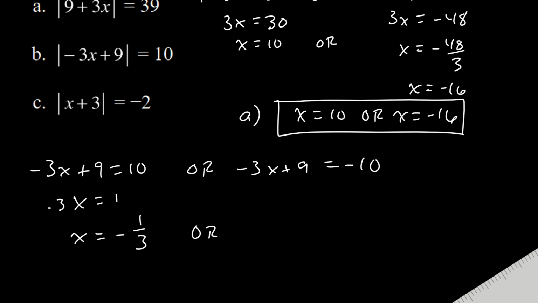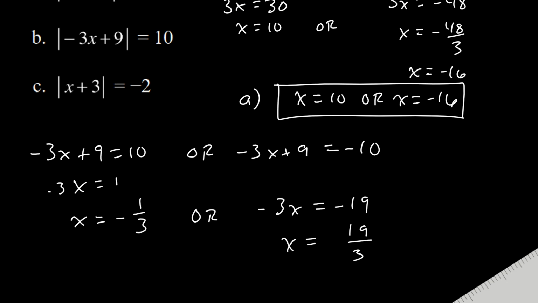Or, same thing, subtract 9, negative 19, so negative 3x is negative 19, and therefore x is negative 19 over negative 3, which would be positive 19/3. So my answer, I believe, is negative 1/3 and 19/3. And if I try that, the thirds look a little messy, but when I plug it in for the x, since I'm multiplying by negative 3, it's fine, right? Negative 3 times negative 1/3 is just 1, and 1 plus 9 is 10. Absolute value of 10 is 10, so that checks.